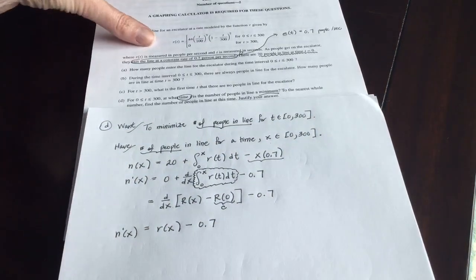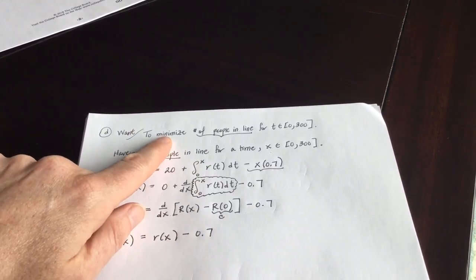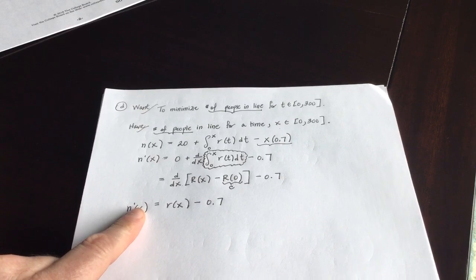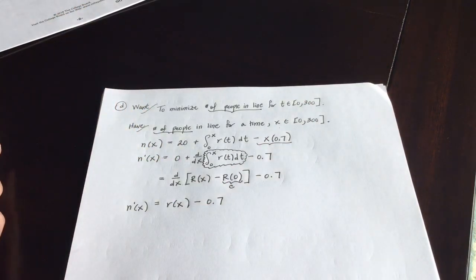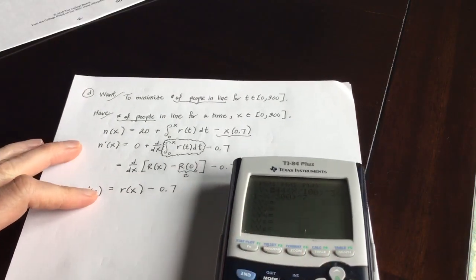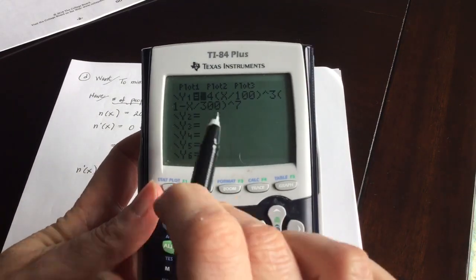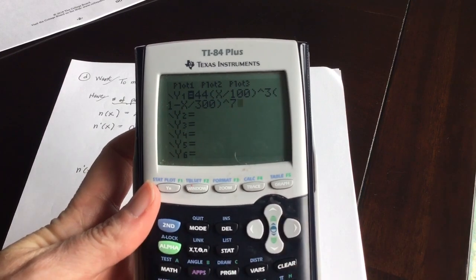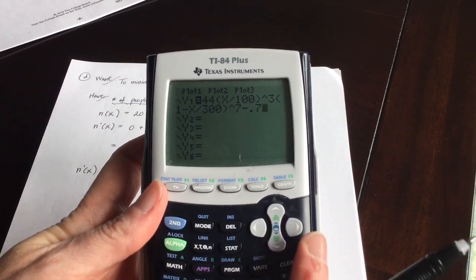Like so. Okay. So now what was our plan again? To minimize the number of people in line, we needed first the function for the number of people in line, then we needed the derivative, and we're going to look for when the derivative changes from negative to positive. So bring my calculator back here. If you think about what I'm saying here, it's really just what we already had typed in for y1. It's just we have an extra minus 0.7 at the end, okay?